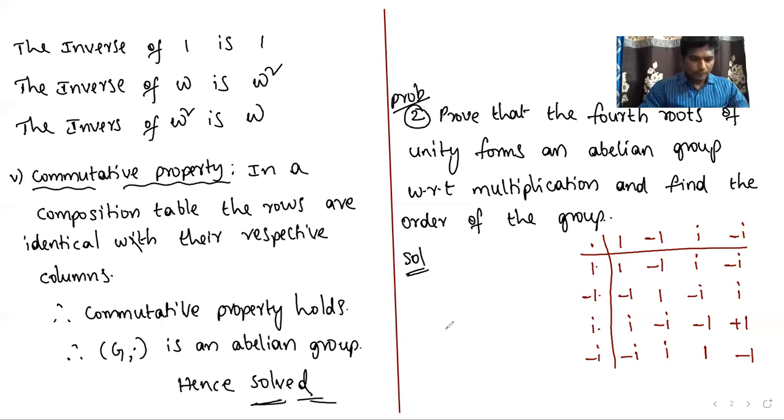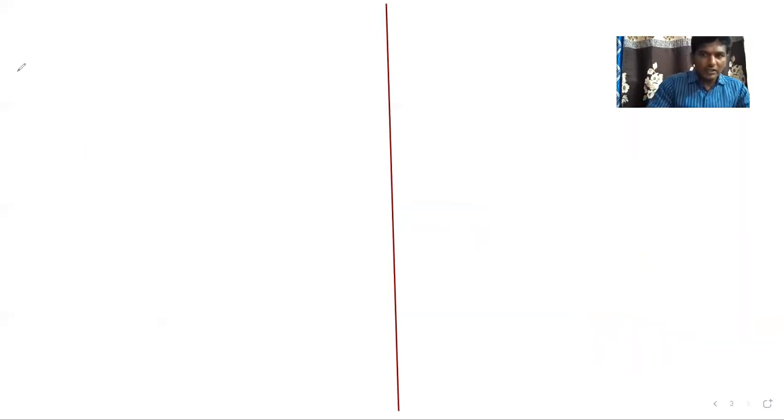Let capital G be equal to 1, minus 1, i, minus i. So this is the fourth roots of unity. Let us prove the conditions. Similar to the cube roots of unity, we prove it this way. First condition, closure property.